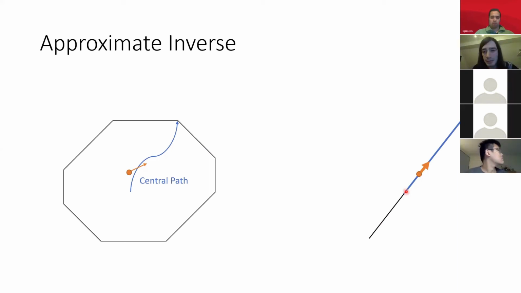And now here, maybe you see it as a blue line. That's the central path. When we perform one step, we're trying to perform one step inside the polytope because we always try to have a feasible solution. We always want to stay inside the polytope here.